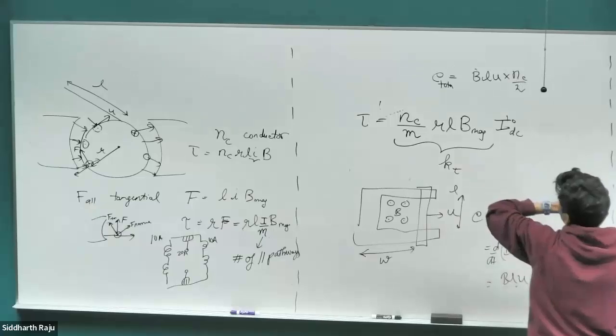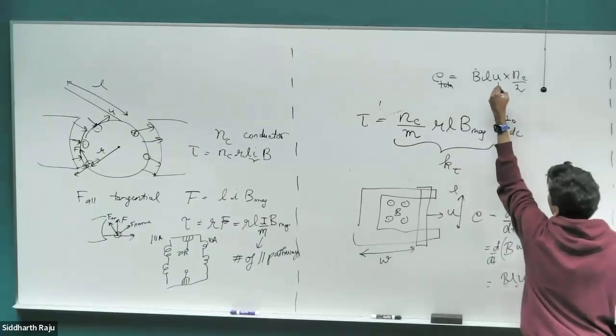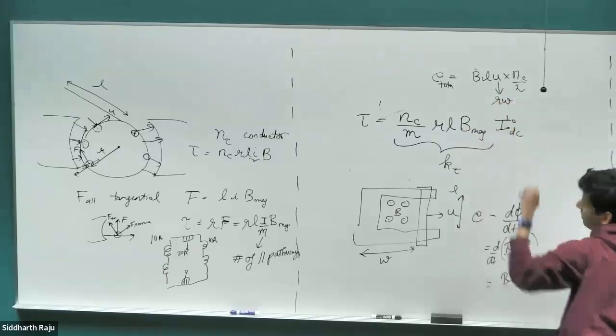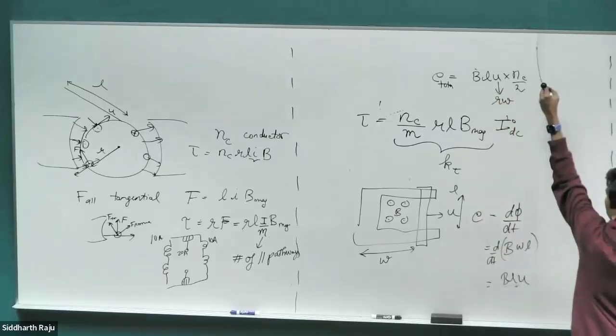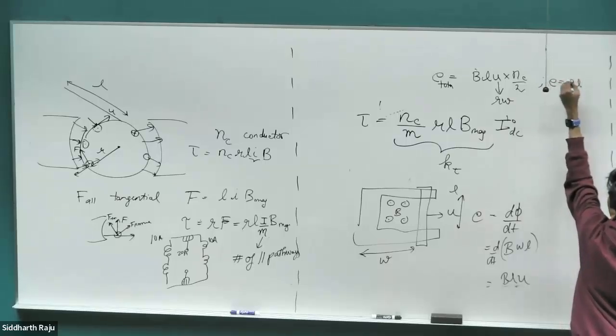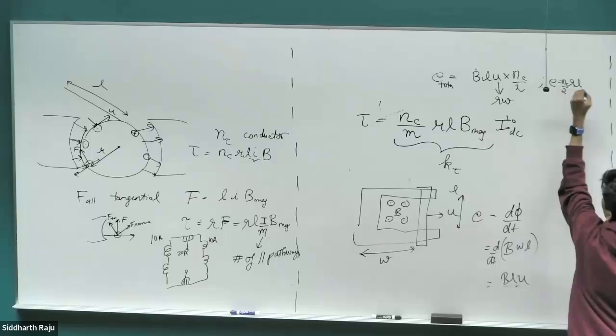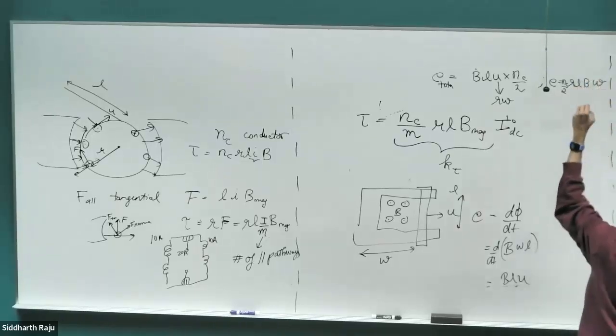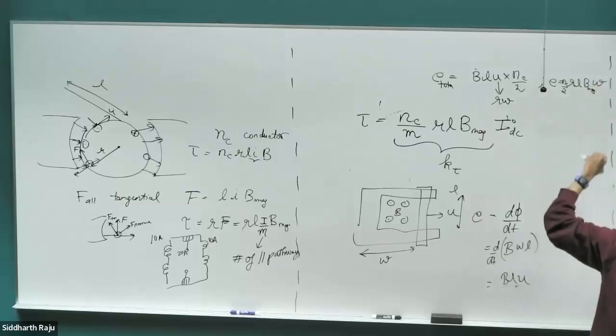NC by 2 is going to be the E total. This itself, U can be replaced as R times omega, right? We have already seen that before. So again, our E total is going to be R times L times NC divided by 2 times R times L times B times omega. B again is the magnet B field.